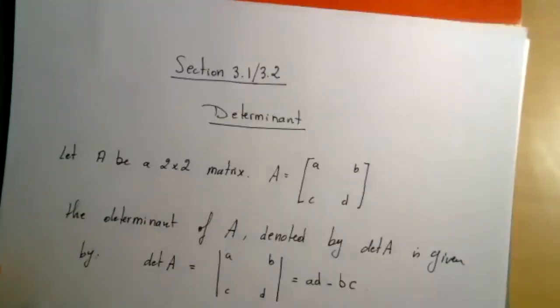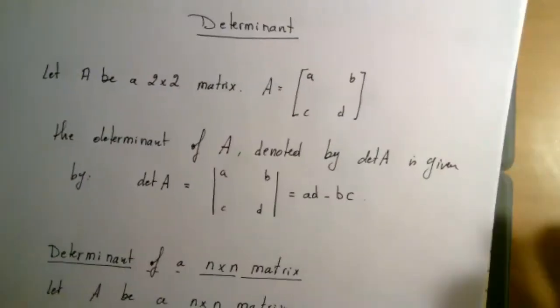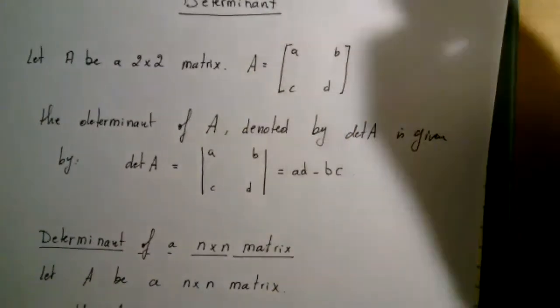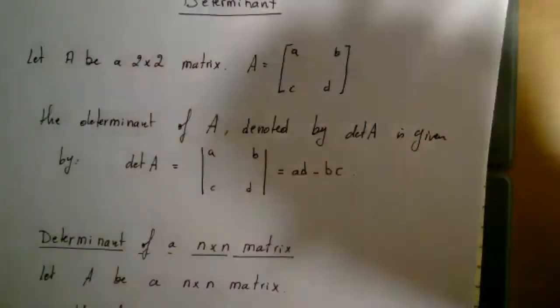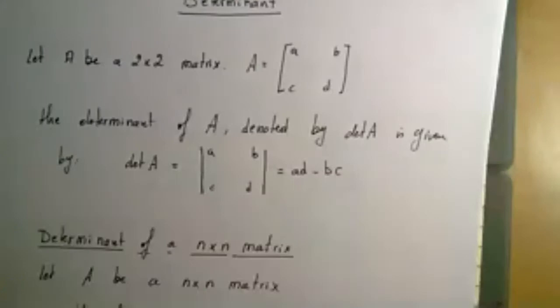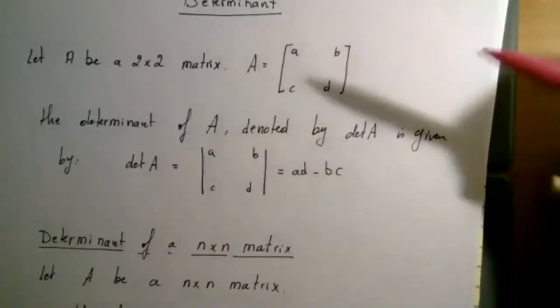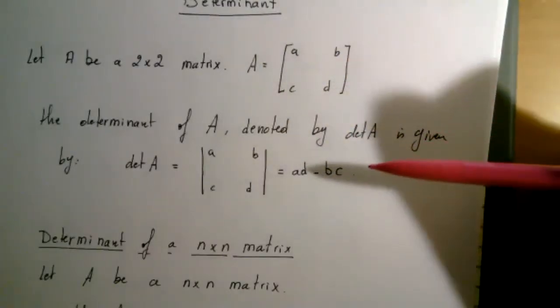All right. So today we're going to start section 3.1, which is determinant. Now I know that all of you have heard the word determinant, but now we're going to start defining it in the right way. So, determinant. Suppose A is a 2 by 2 matrix. All right, so A is the matrix ABCD. What's the determinant of A?